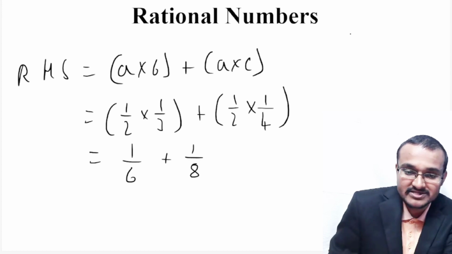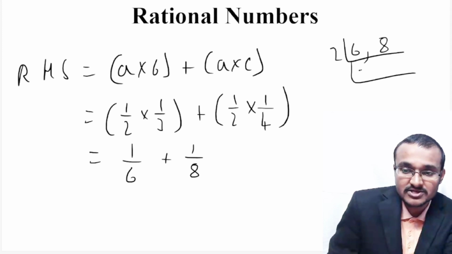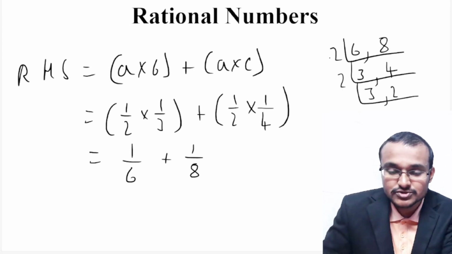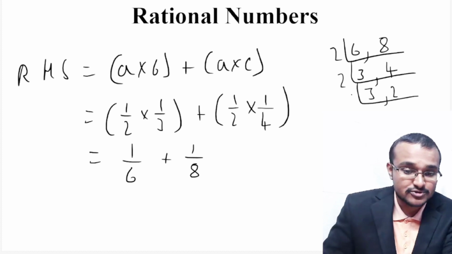Now to solve 1 by 6 plus 1 by 8, you should take the LCM of 6 and 8. So 2 is the common term. 2 3s are 6, 2 4s are 8. So now you have got 4 as your answer. So 2 into 2 into 2 is 8, and 8 3s are 24. So 24 is the LCM for 6 and 8.